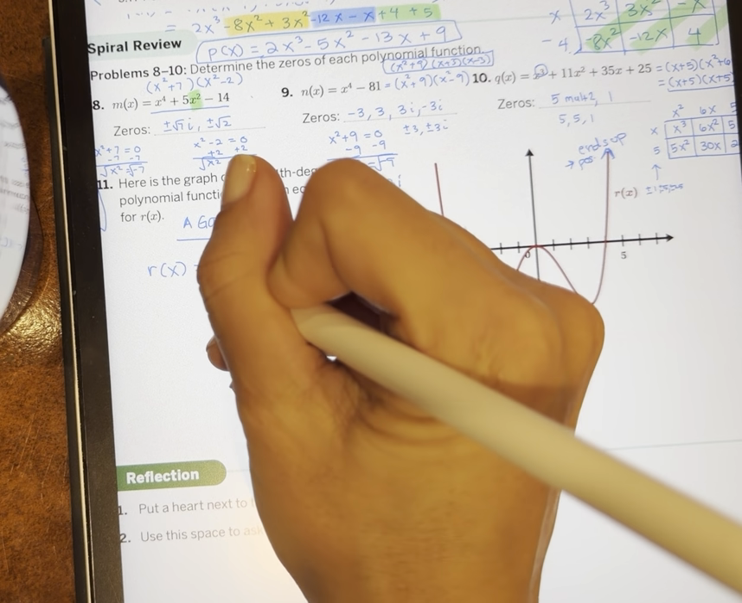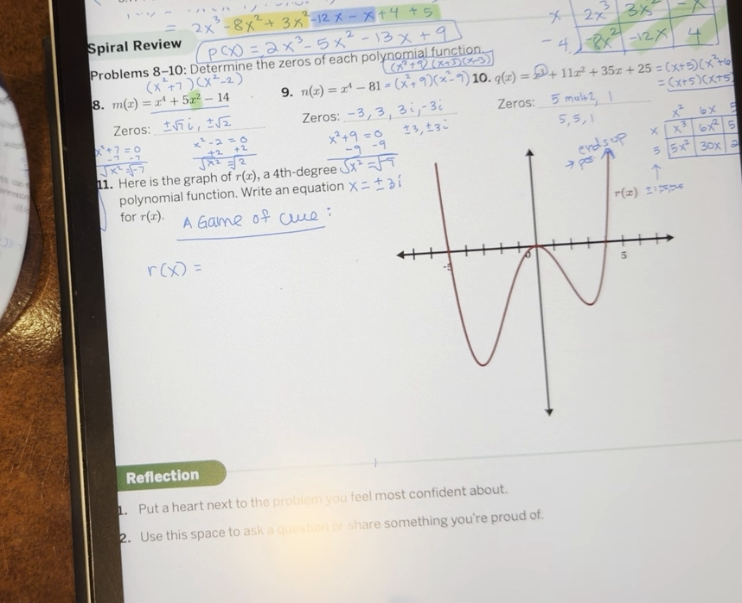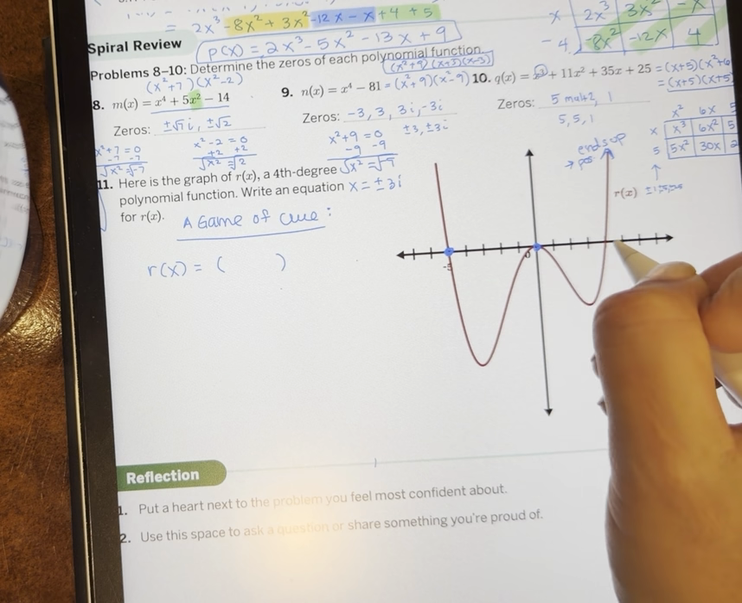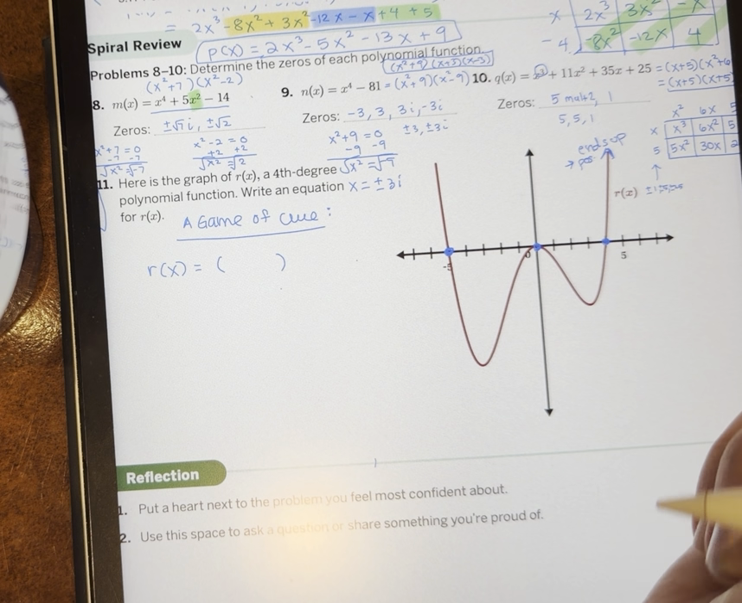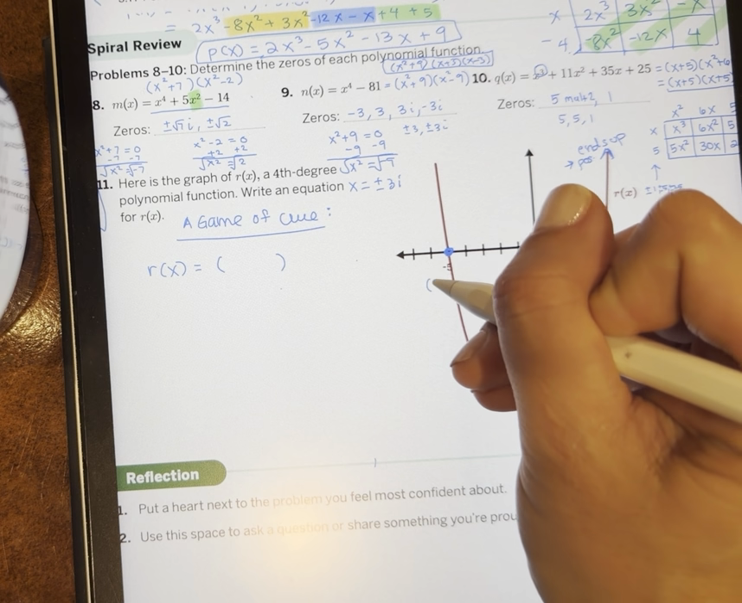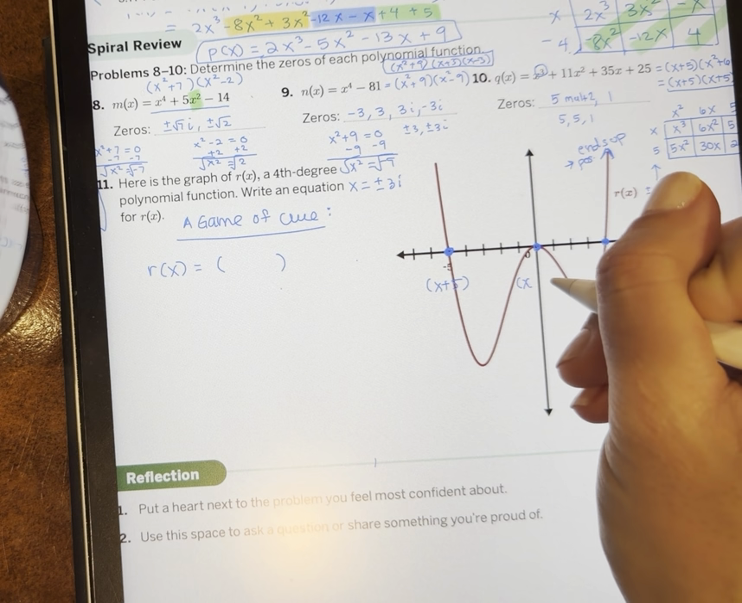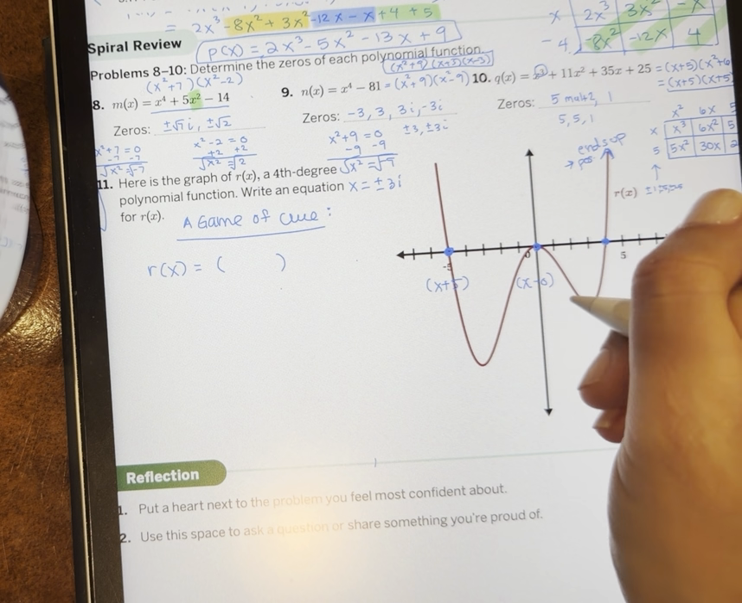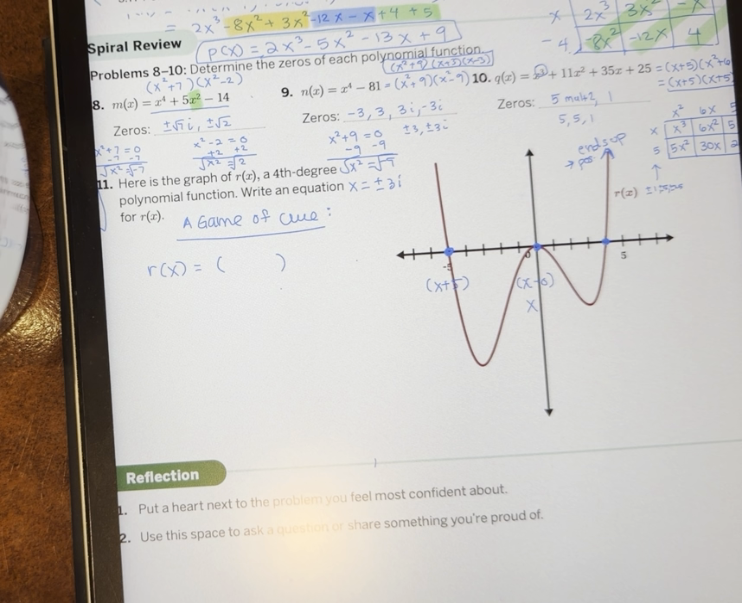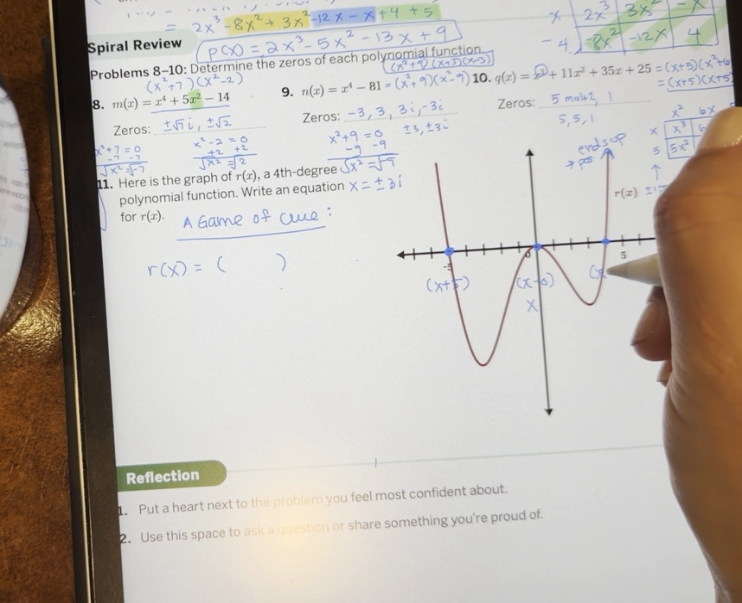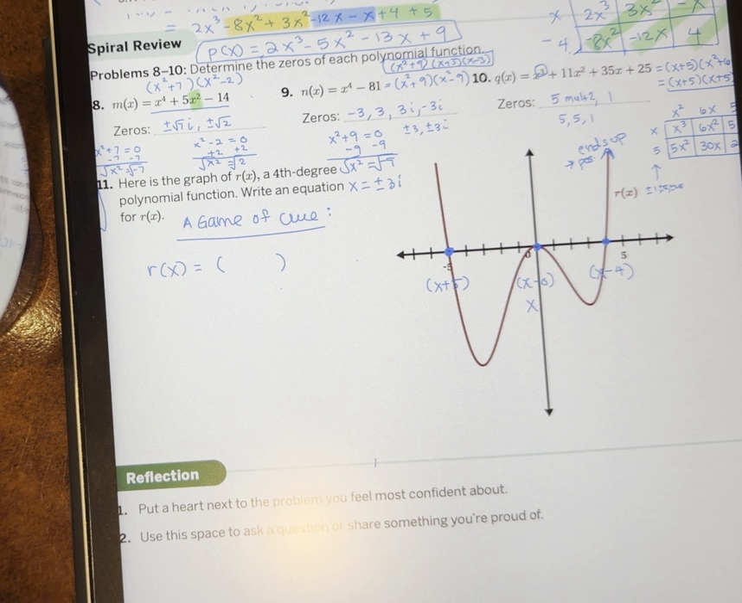Next, I want to know what factors we could have. So how many factors and what they are is determined by my x-intercepts. So my next clues are my x-intercepts. I have negative 5 as an x-intercept. That means that x plus 5 is a factor. I have 0 as an x-intercept. That means that x by itself is a factor. Or you can think of it as x minus 0. Or just x, all right? And then I have 4 as an x-intercept, which means that x minus 4 is a factor, okay?